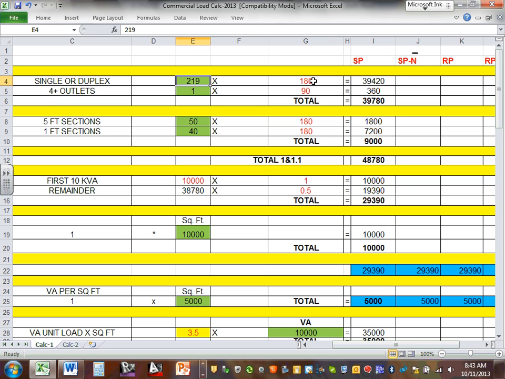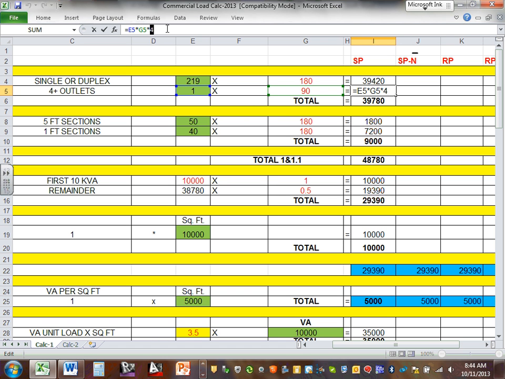You multiply, each one of these receptacles will be 180 volt-amps. Do you guys see the math? The math is you take the 219 number of receptacles and multiply it by 180. Right underneath, a quad, a 4-outlet receptacle, that's the quad. Double receptacles, each one of them is assigned 90. I want to bring to your attention the 4 here. Can you guys see the 4 here in the math?